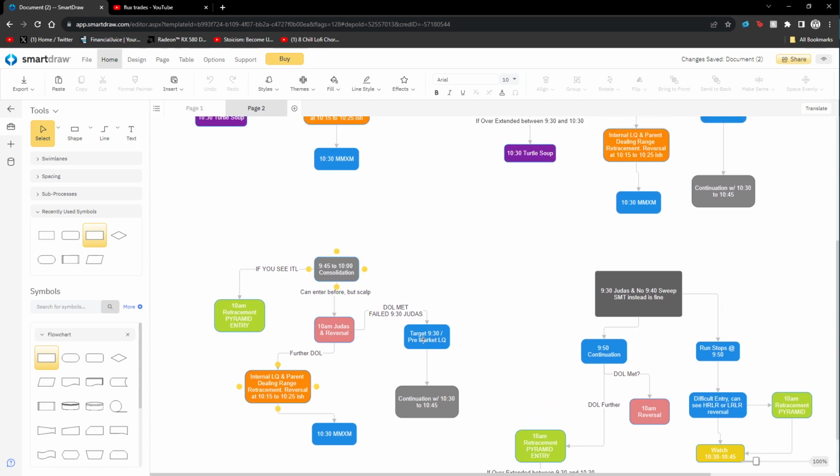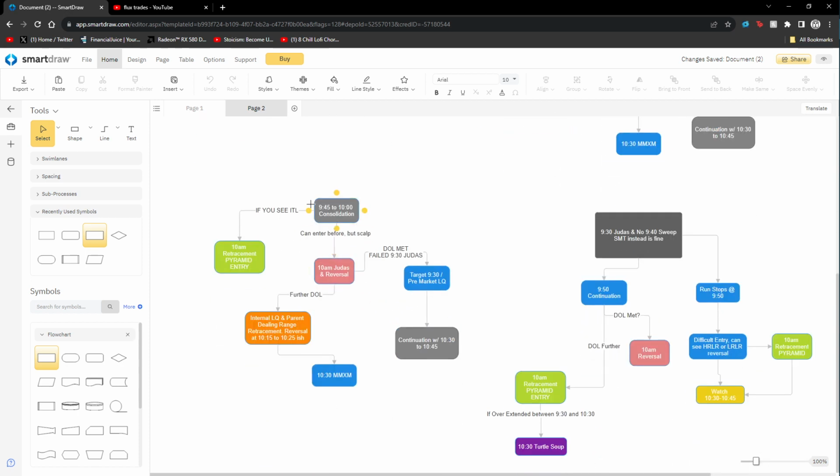So this is the one that we traded most recently with the turtle soup video. If you get this 9:45 to 10 a.m. consolidation, and we see an internal range liquidity sweep, a lot of times it'll create a 10 a.m. retracement entry, but most times you're going to get a 10 a.m. Judas and reversal, and then based off that, there are different things. So this includes the Judas, this doesn't.